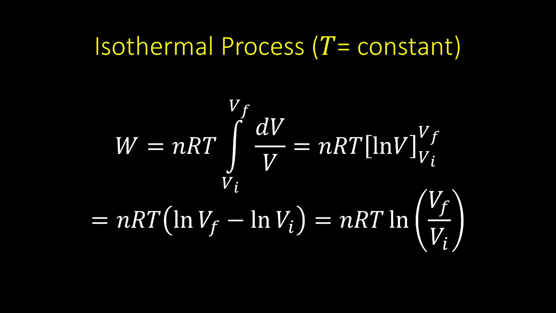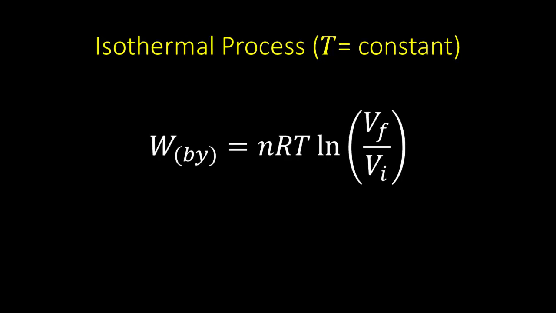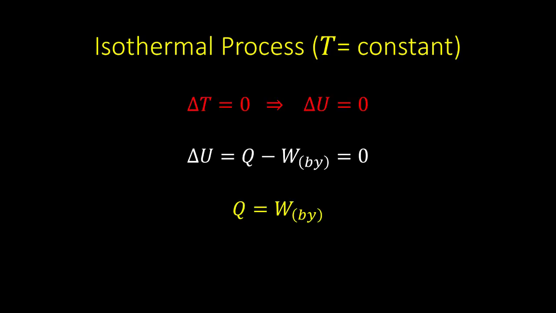This integral is the natural log, ln, log base e. So it's equal to nRT ln V evaluated between Vi and Vf, which is equal to nRT times ln Vf minus ln Vi. By a law of logs, ln of Vf over Vi is equal to ln Vf minus ln Vi, so we can write the final result as the work done by the gas is equal to nRT times ln of Vf divided by Vi. Now U depends on T, so delta U equals 0, so the first law gives delta U equals Q minus W by, and Q equals W by.